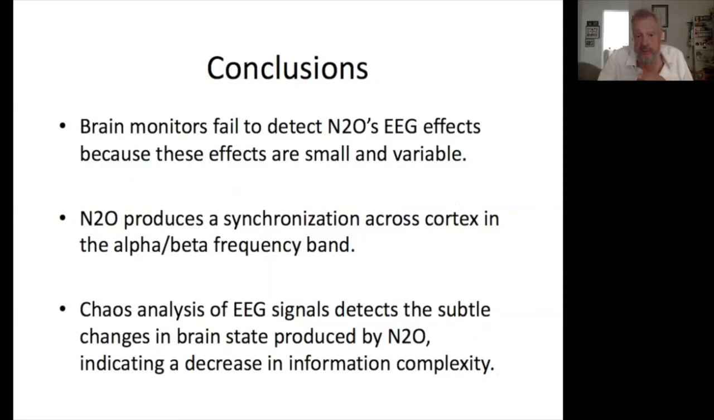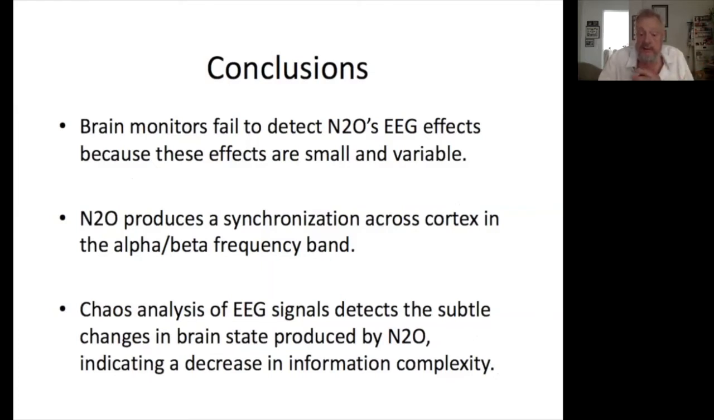Nitrous does produce a pronounced synchronization in the alpha-beta band in the majority of subjects, but varying degrees are seen across subjects. Some show, like the one I showed in the very first recording, highly synchronous alpha-beta activity. Others, it's there, but not a lot. The chaos analysis worked really well.